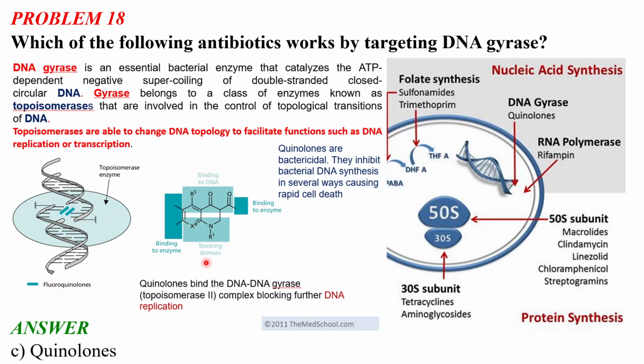This is the structure of fluoroquinolones, or quinolones. This portion binds to DNA, and this portion binds to the enzyme. Quinolones bind to the DNA-gyrase topoisomerase II complex, blocking further DNA replication. They are bactericidal and inhibit DNA synthesis in several ways, causing rapid cell death. So quinolones were the correct answer. Now I will move on to the next problem.